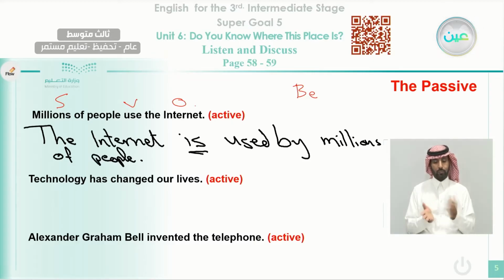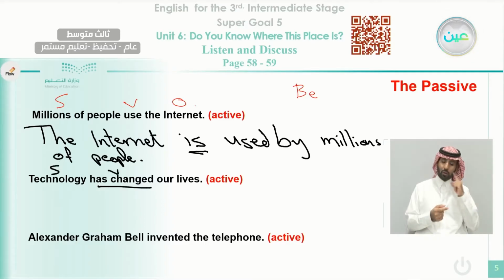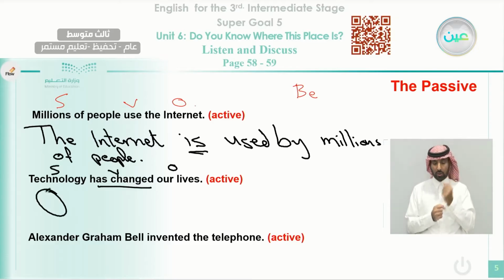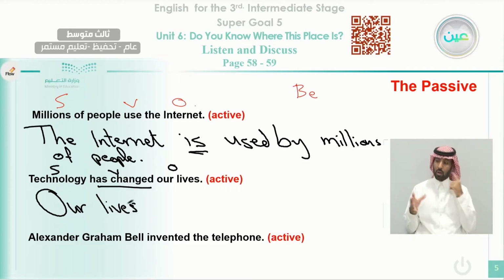In the second one here, it is also active. We will change it into passive. Look at the sentence again. Technology has changed our lives. So here we have to decide which one is the subject, which one is the verb, and which one is the object. Technology is the subject, has changed is used in the present perfect, as you can see here, and it is the verb, and our lives is the object. So if we want to write it like this, we have to start with the object. We say our lives, it's a plural form here, our lives.